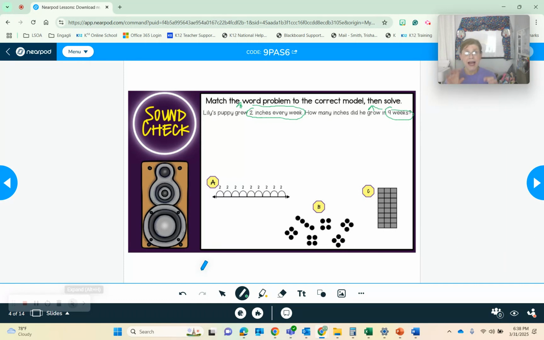When we are multiplying, what do we have to have? Multiplication is repeated addition of equal groups. As long as we have equal groups, that is multiplication. So it could be 4 plus 4 plus 4 plus 4 plus 4 plus 4. How many times did I say 4?